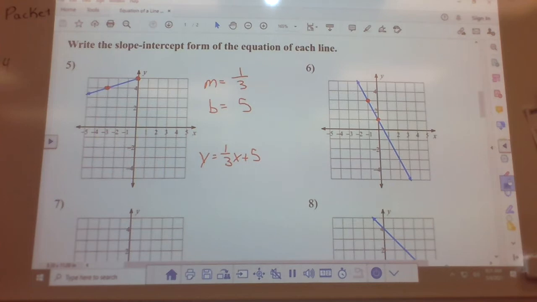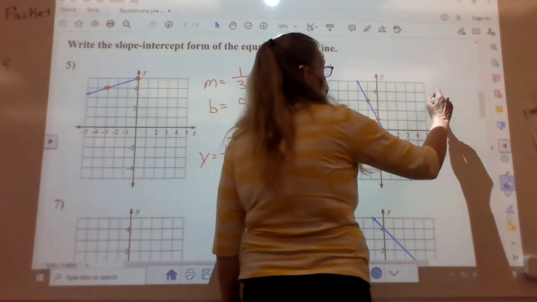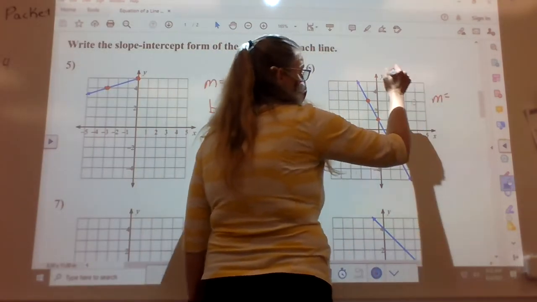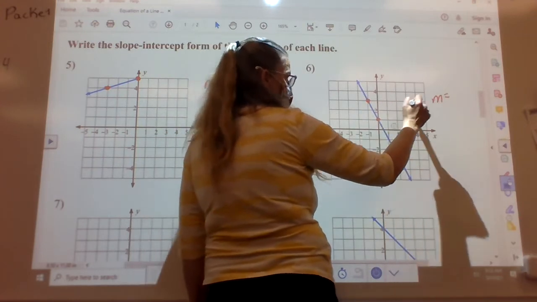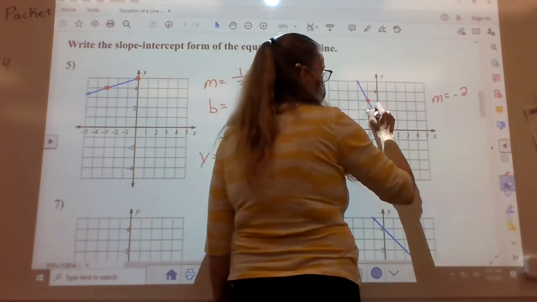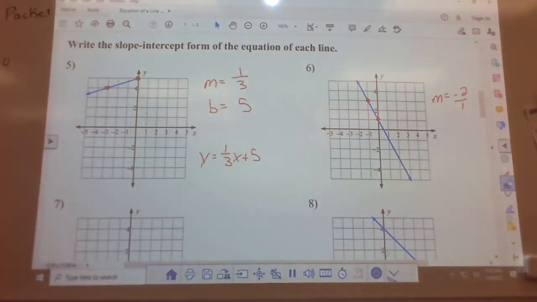So what is going to be my slope on number 6? Is it negative? It is going to be negative. -2. I'm going downhill this time, so I had to go down 2. Over 1, you can put over 1, but you don't necessarily need it. So my slope is -2. And make sure if it's going downhill, you get the negative there.